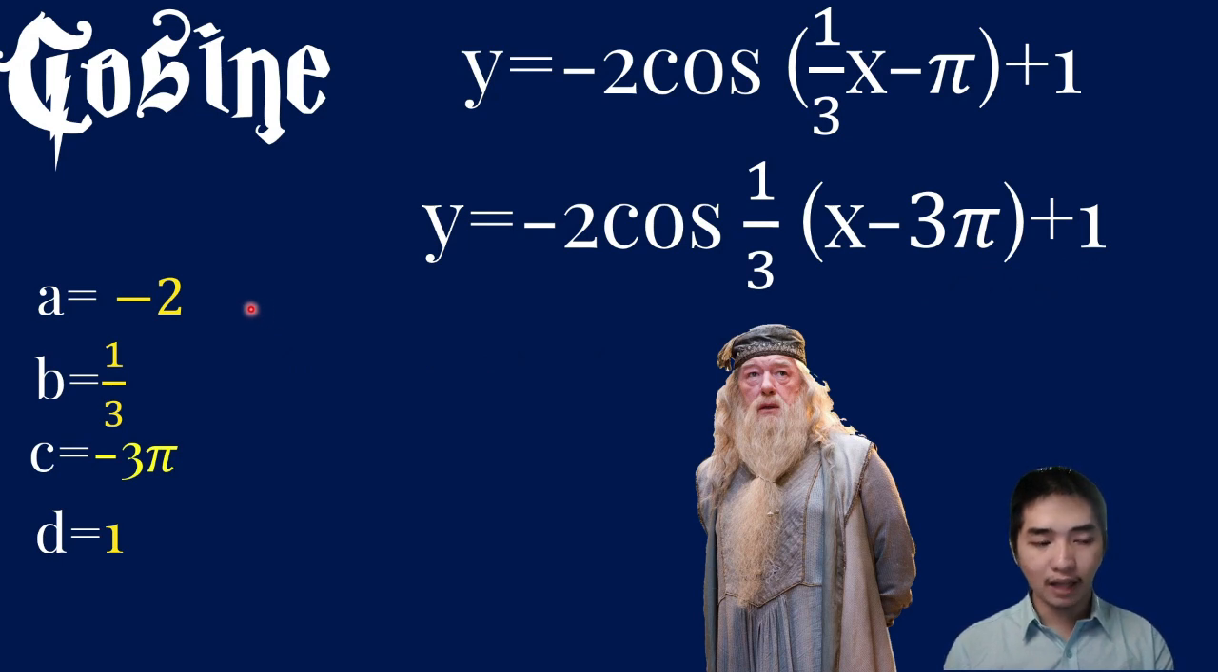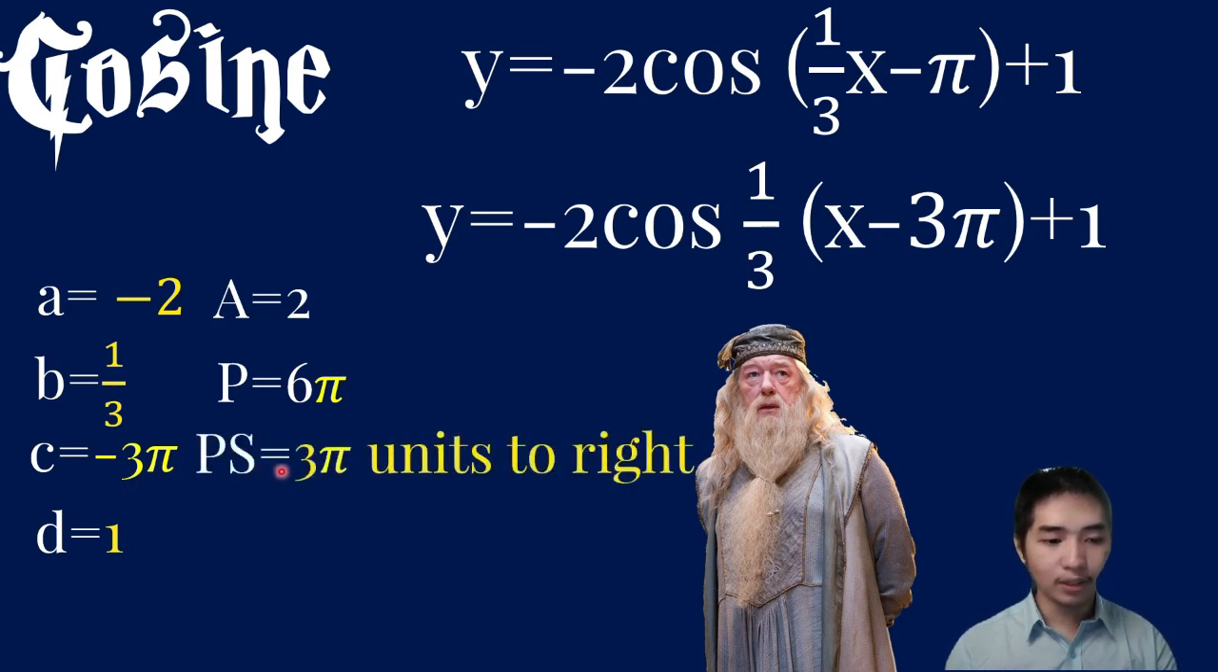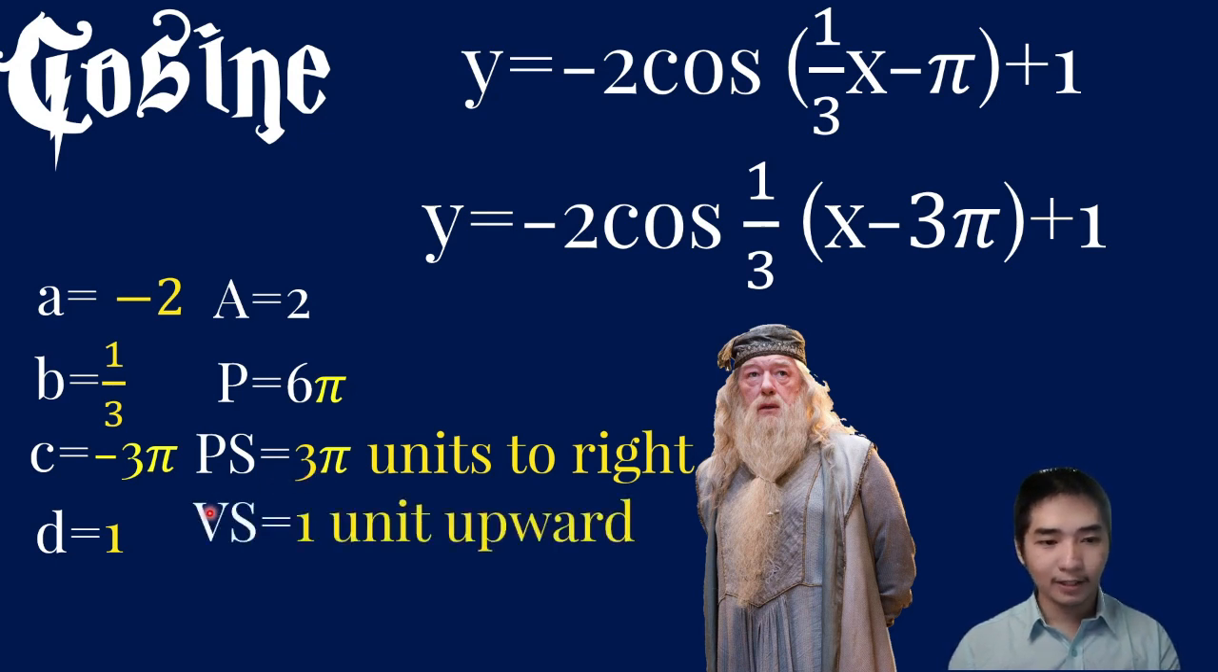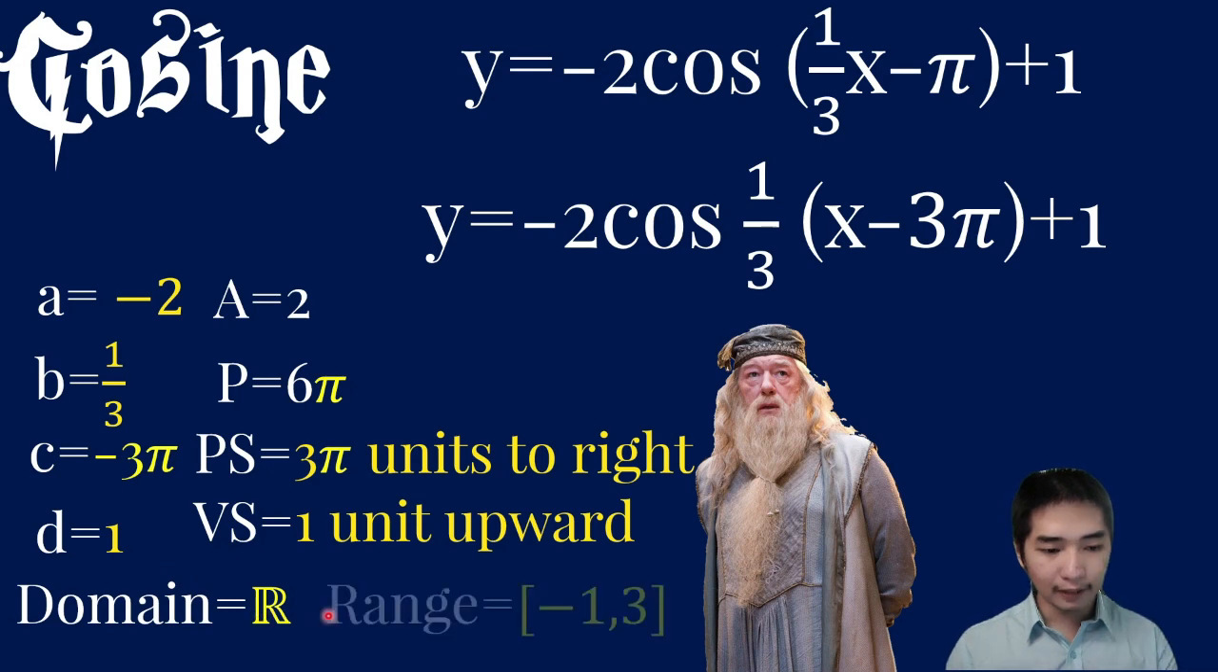Next is the amplitude, which is the absolute value of a, which is 2. The period is equal to 2 pi over b. So 2 pi over 1/3 is simply 2 pi times 3, which is 6 pi. The phase shift is negative c, since our c is negative 3 pi, so our phase shift will be 3 pi, or the graph will move 3 pi units to the right. Next is the vertical shift, d is equal to 1, so our graph will move 1 unit upward. Next is domain, all real numbers, and the range is negative 1 to 3.